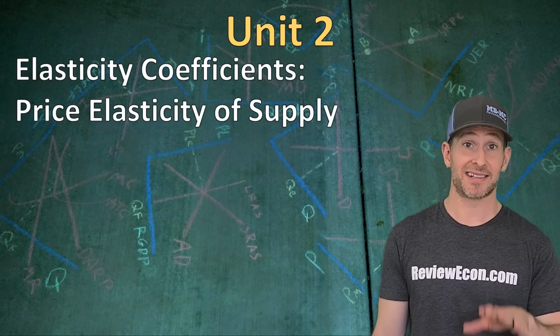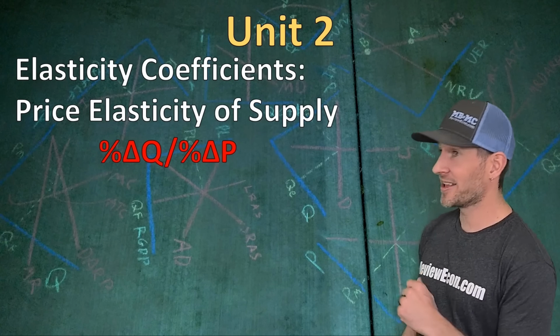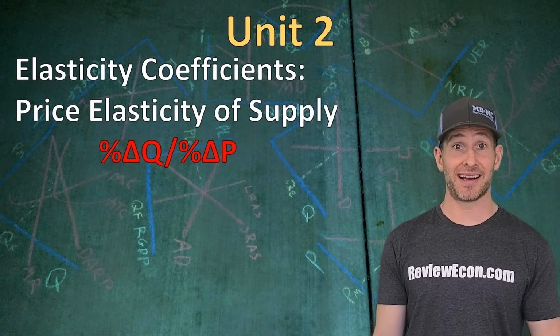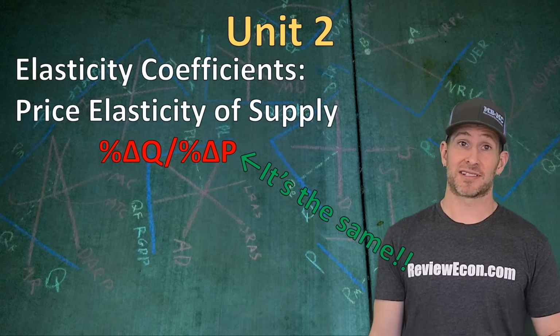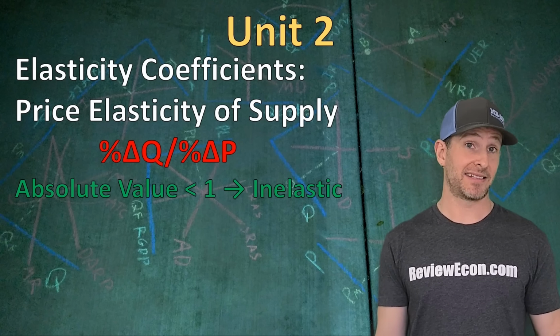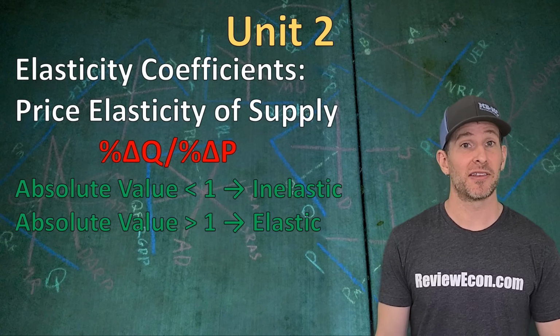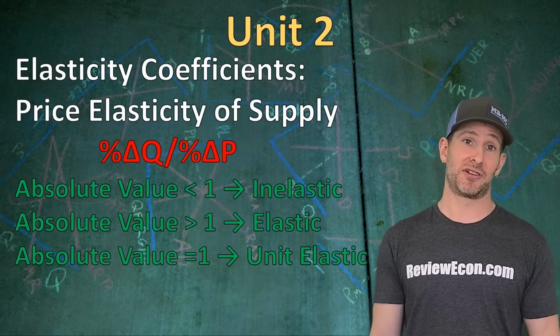The next type of elasticity you need to know is the price elasticity of supply, and the total revenue test doesn't work on supply curves. Make sure you remember that. The formula here is the percentage change in quantity divided by the percentage change in price. That's right, it's exactly the same as the price elasticity of demand. And also, just like price elasticity of demand, an absolute value of less than 1 is an inelastic supply curve, absolute value greater than 1 is elastic, and an absolute value equal to 1 is unit elastic.